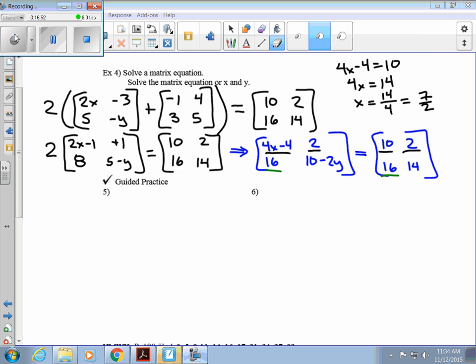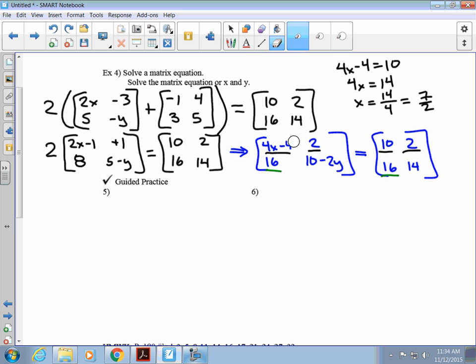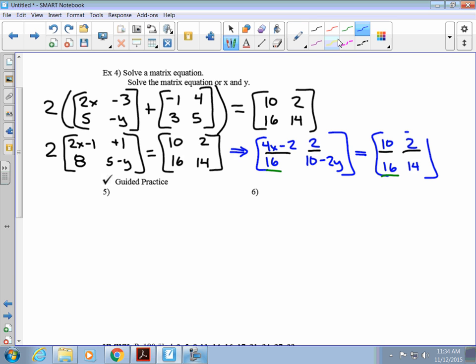Oh, found a mistake. We have to go back and fix this. This should be a 4x minus 2, not a 4x minus 4. So up here, we should have a 4x. This should be a minus 2. Let's start this part again here. So this should be 4x minus 2 equals 10. So we're going to have 4x equals 12 and x equals 3.